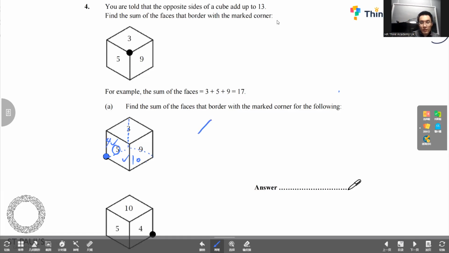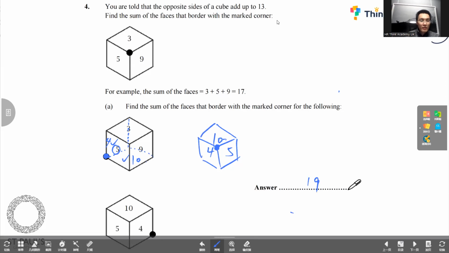Okay, let me draw it. It should look something like this. Part of my poor drawing. The pen is not doing me any good today. And so we have 5 over here, and then 4. Then actually we should have 10 at the bottom, but top bottom doesn't matter. This one is the marked corner. The sum will be 10 plus 4 plus 9, 19.